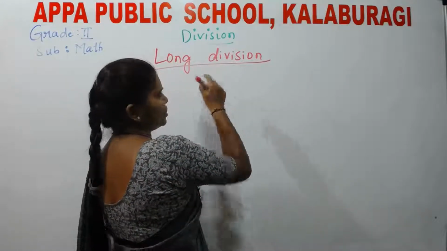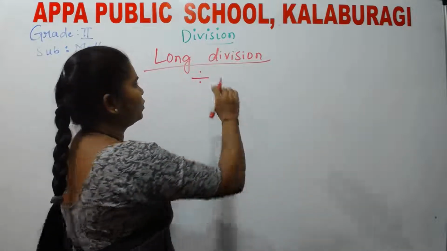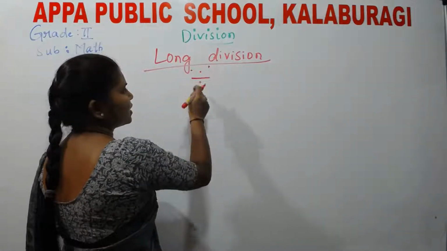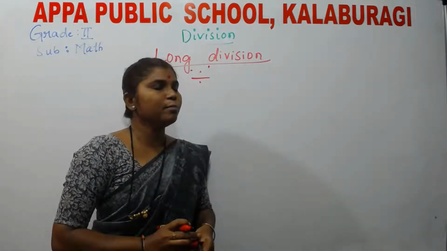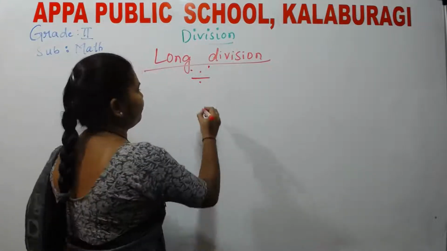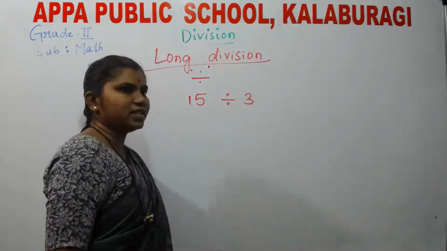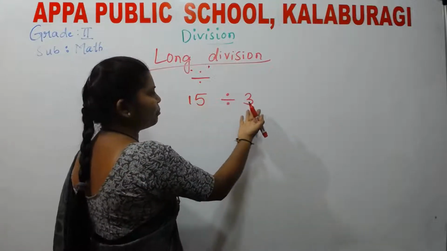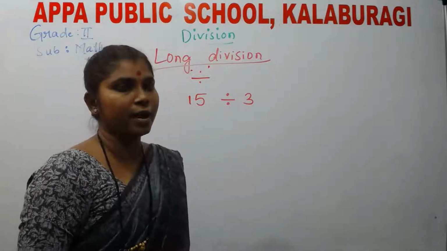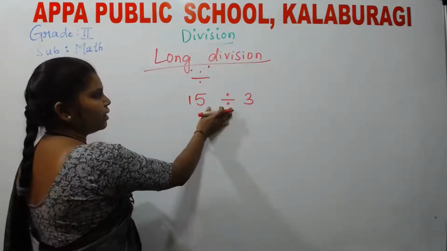So this is division. Now the symbol used for division is this: 2 points with a line in between these 2 points. This is called the symbol for division. So I say 15 divided by 3. Yes, I wrote 15 divided by 3. Now how should I carry out this division? That is done by long division. So let us see how we are going to write this.